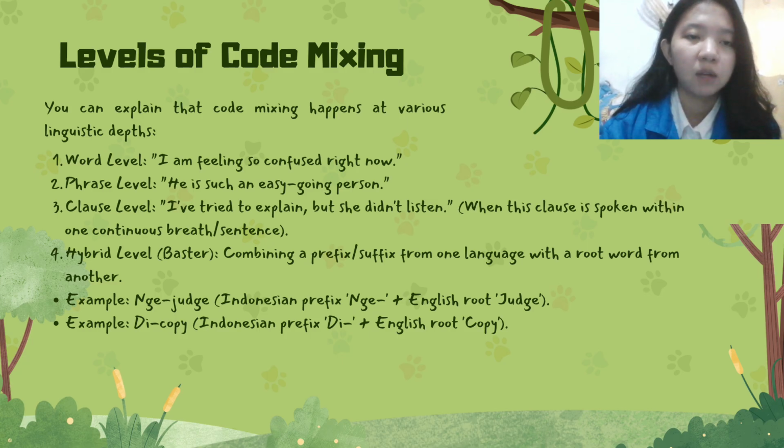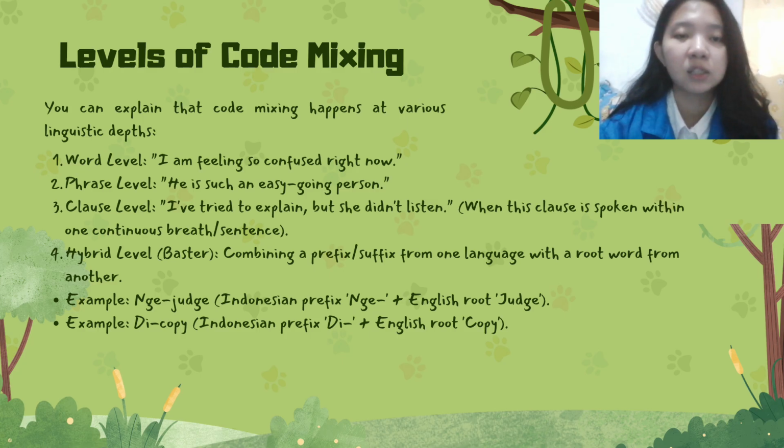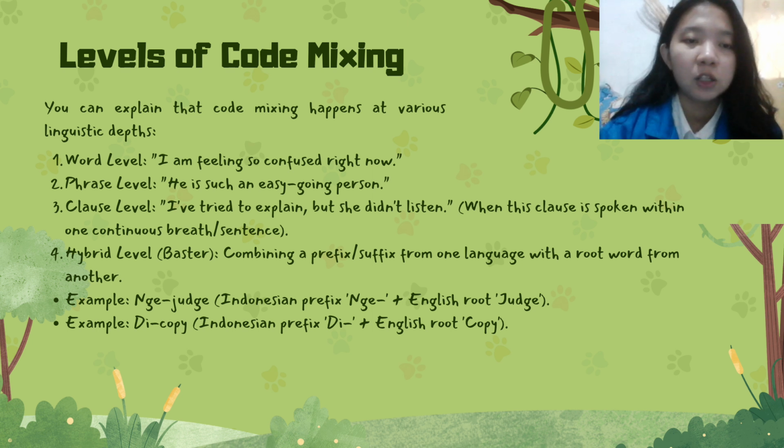4. Hybrid level, or blending. Combining a prefix or suffix from one language with a root word from another. For example, ngejudge is the Indonesian prefix nge plus the English root judge. Another example is di kopi, the Indonesian prefix di plus the English root kopi.